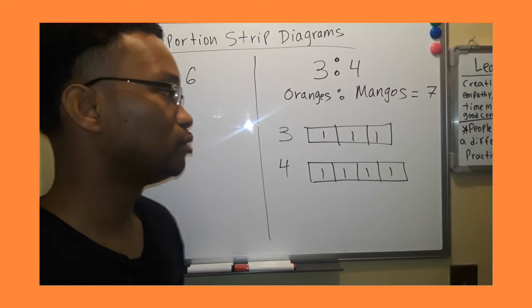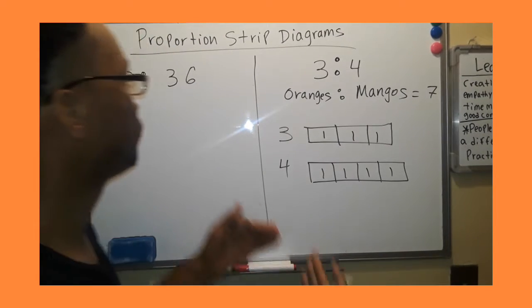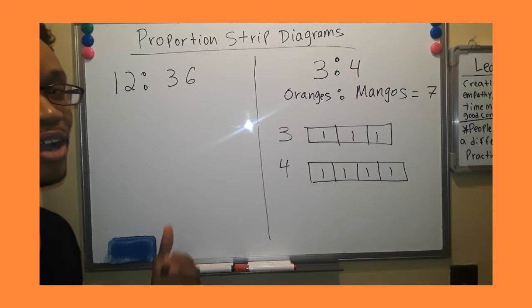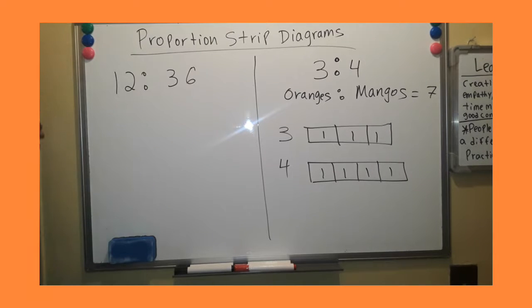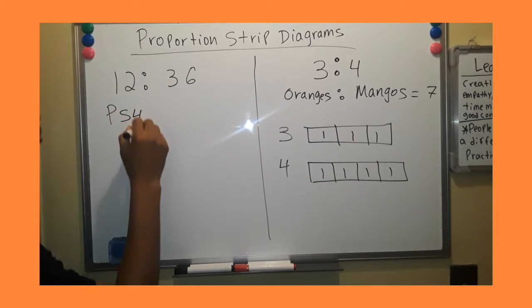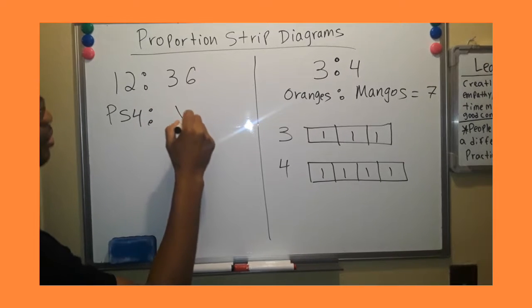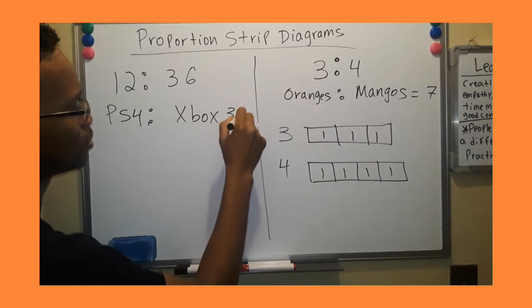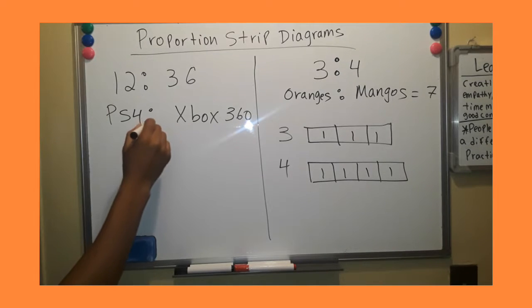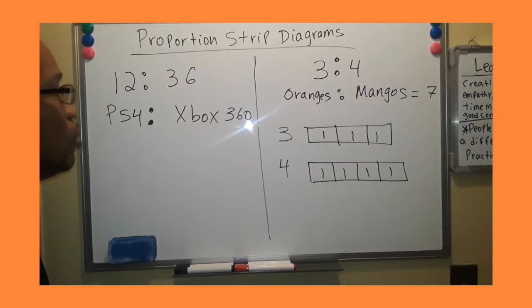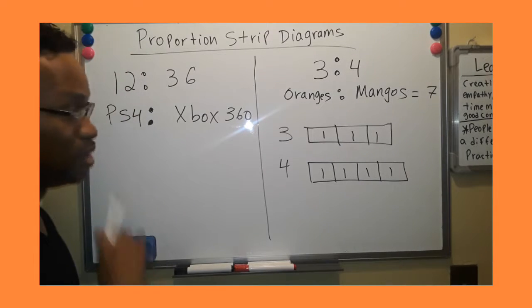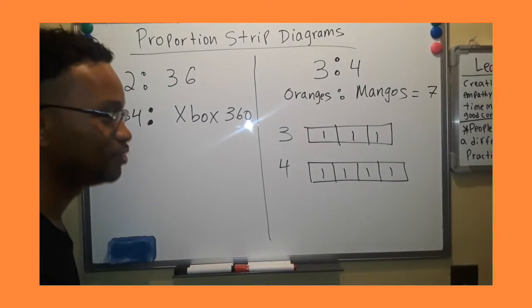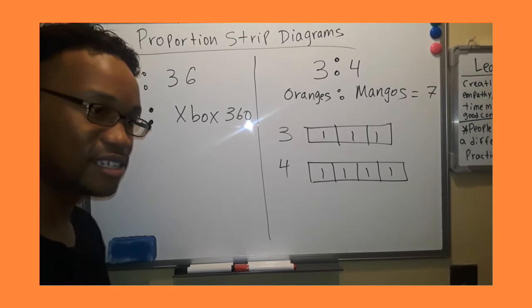Okay. Now I'm going to show you a different kind of proportion ratio, and another way of doing that as well. So we have 12. Say we have 12 PS4s to 36 Xbox 360s. Okay. So to make a strip for this, would I make ones in each box? You could, but it'd be very long. But for our purposes today, let's make it simpler.